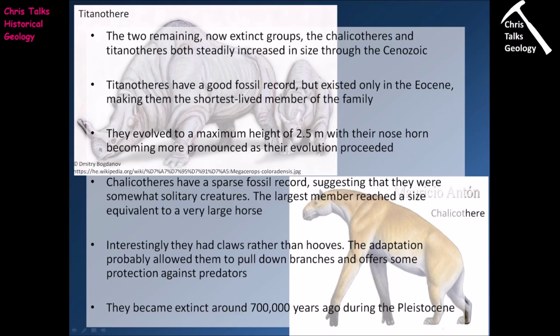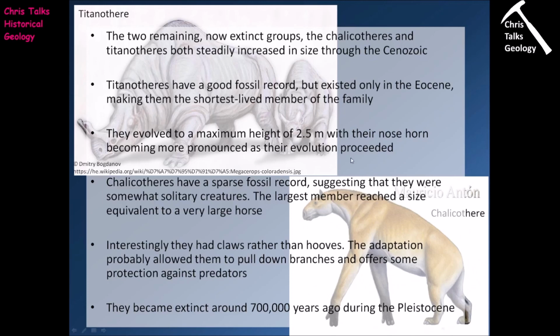So the titanotheres have a good fossil record, but they only existed in the Eocene, making them arguably the shortest lived member of the Perissodactyla family. Now, during this time frame, though, they did undergo very, very rapid evolution. So initially they started off as quite small forest-dwelling browsers, but by the time they make it into the later Eocene, they've evolved into rhinoceros-sized grazers, which are living on open grasslands.